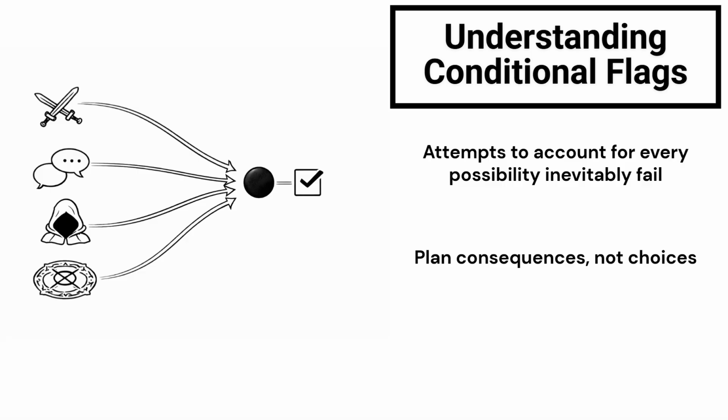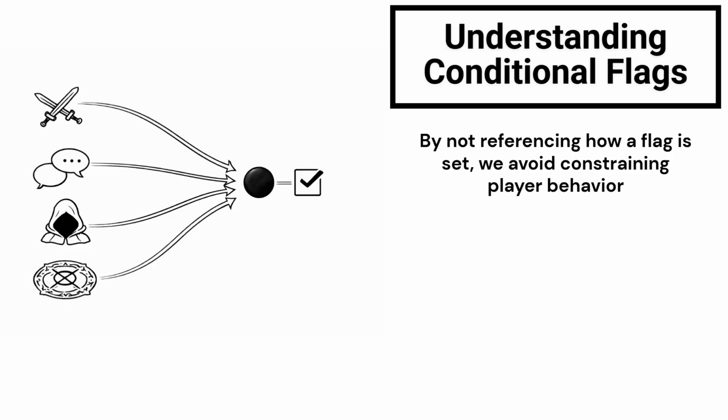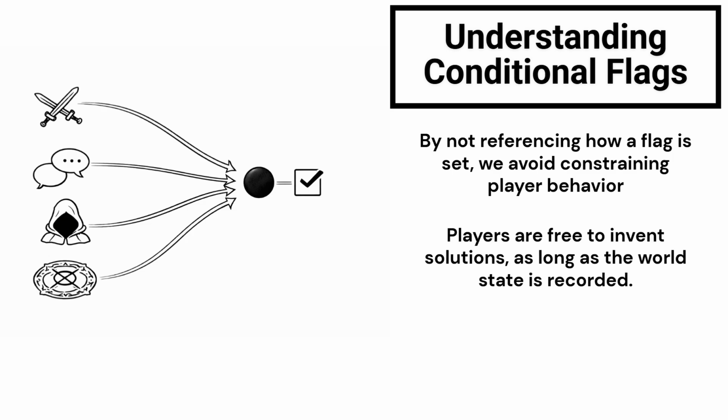This can sound counterintuitive. Method-agnostic design sounds, on the surface, like it flattens player creativity, but in practice, it does the opposite. By refusing to care how a flag is set, the system stops attempting to constrain player behavior. Players are free to invent solutions. The design only asserts one rule: when the dust settles, the world must be left in a state that can be recorded. This is what preserves player agency while still preserving systemic coherence.